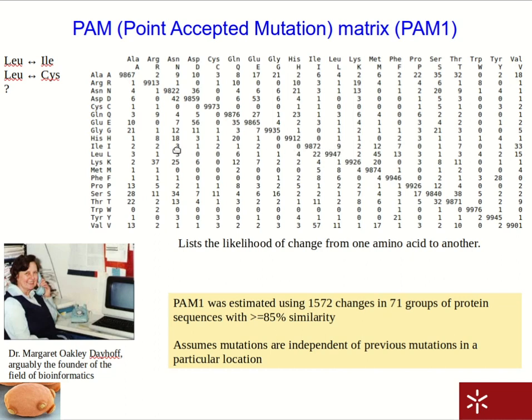We have 9 here, and if we look at leucine versus cysteine, we have 0. And this means that although it's not linear, obviously, the chance for this substitution is less than the chance for the substitution of leucine towards isoleucine.